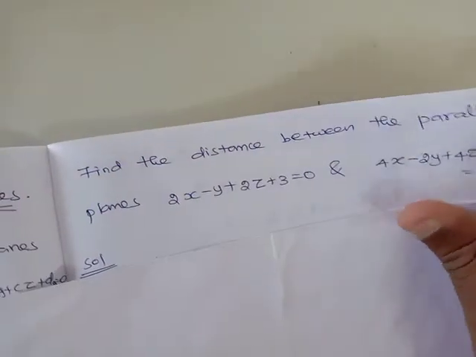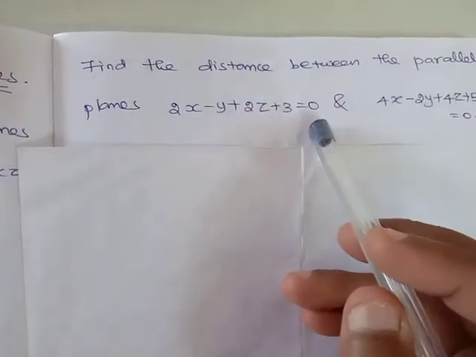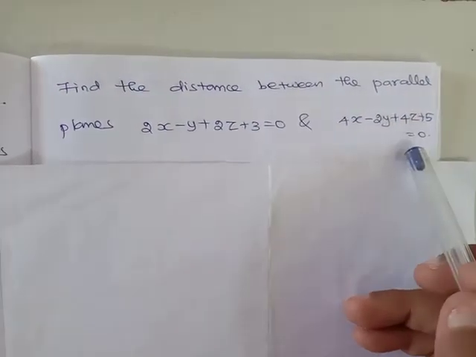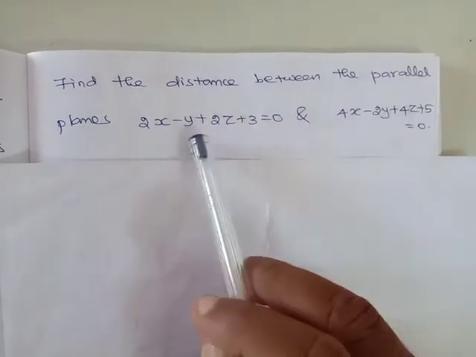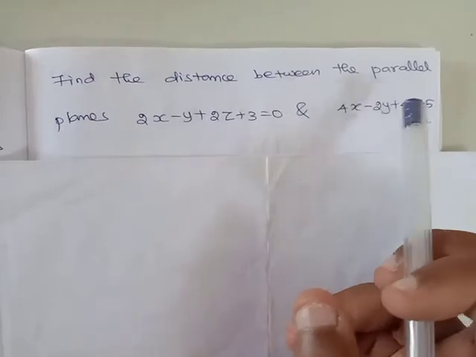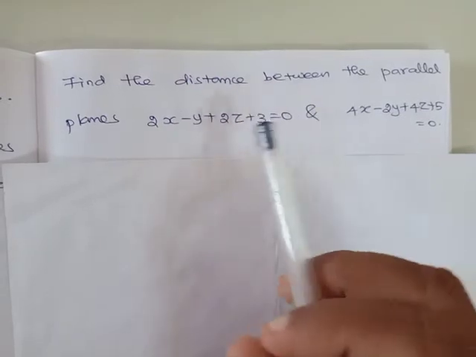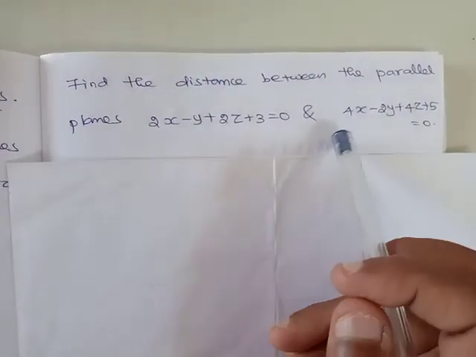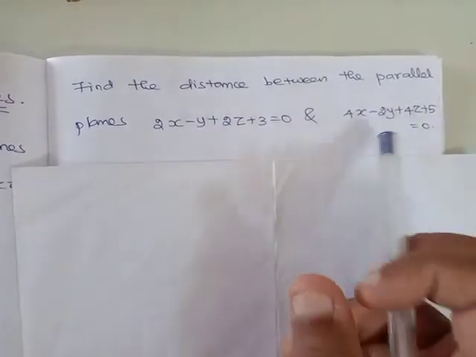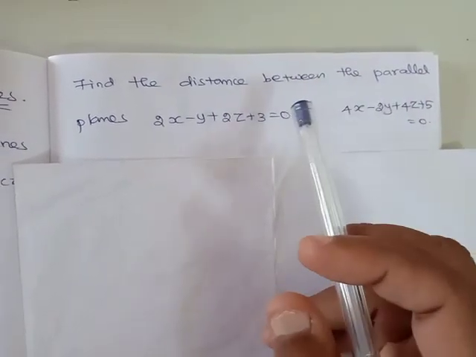The next question is: find the distance between the parallel planes 2x minus y plus 2z plus 3 equal to 0 and 4x minus 2y plus 4z plus 5 equal to 0. If you observe these two plane equations, the coefficients of x, y, z are not the same. They are proportional. Already we learned that if two planes are parallel, their coefficients of x, y, z are proportional. Now you can observe that they are proportional, so we can confirm it is a parallel plane, even though it is given in the question.